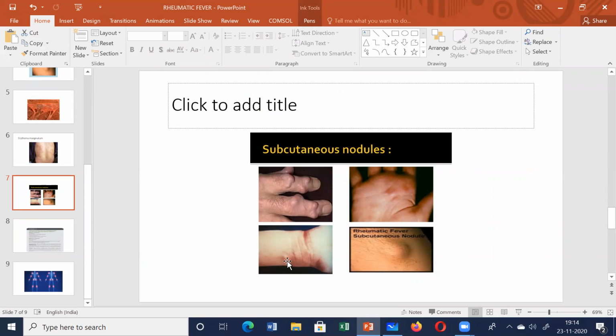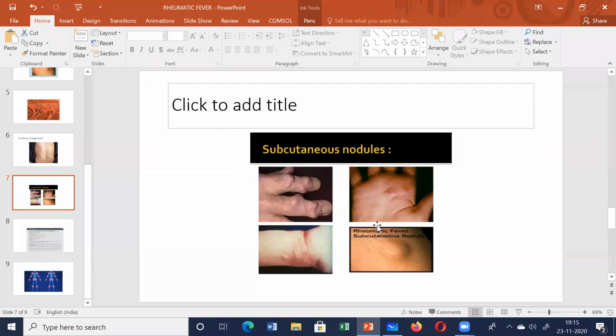Look at this one. These are very small, pea-sized, painless nodules. Sometimes patients don't notice them, or even the doctors fail to notice them unless the patient comes and tells you. Or sometimes they can develop inflammation in these areas, then it comes to notice. They are small pea-sized painless nodules, and the most common sites are the extensor tendons of hands and feet. This is the most common site.